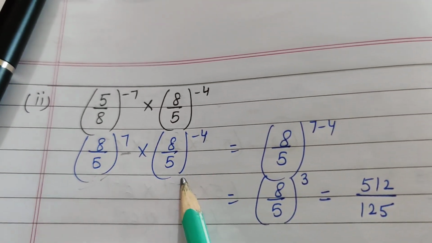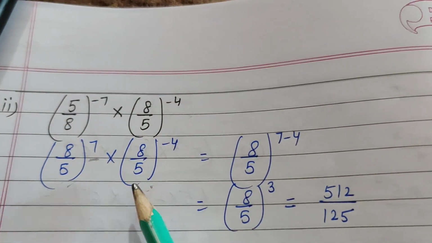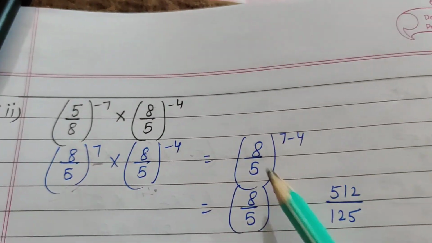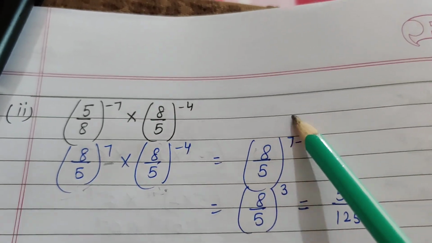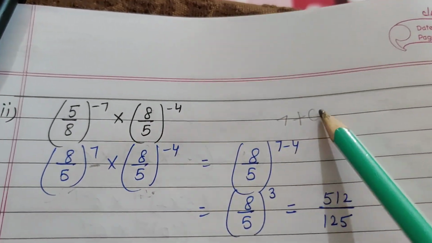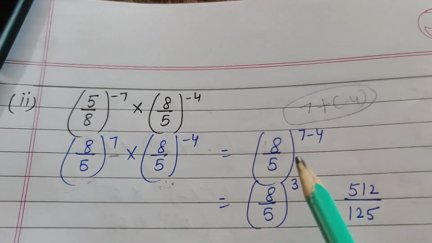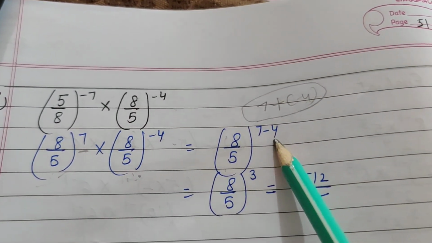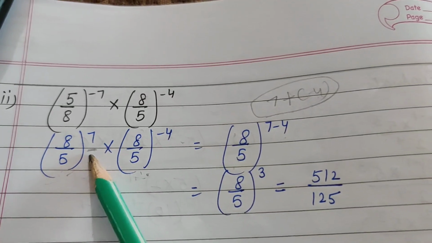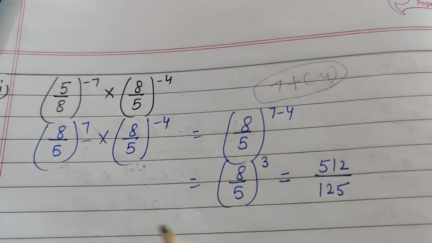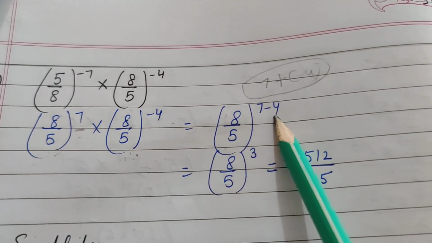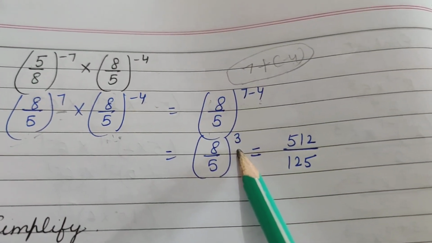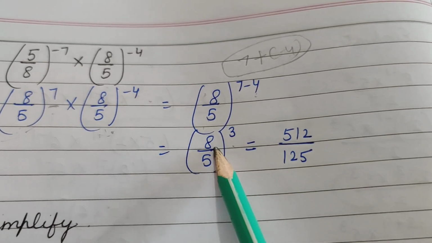Now the base is same. Now we can apply the law that if base is same, then powers will be added. So it will be (8/5) raised to power 7 plus minus 4, that is 7 minus 4. 7 and minus 4 get added, that is 7 plus minus 4 means 7 minus 4, which is 3.